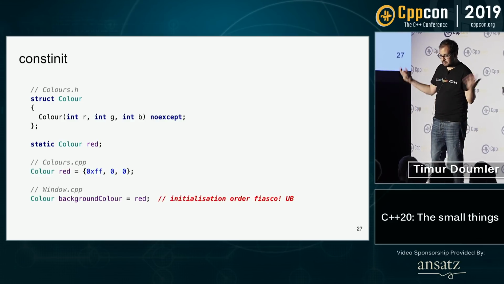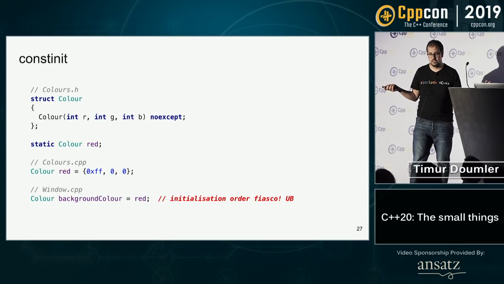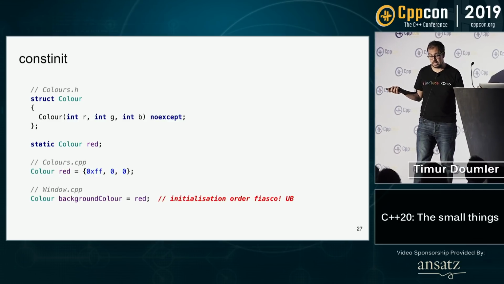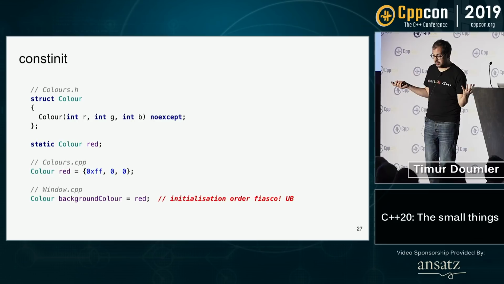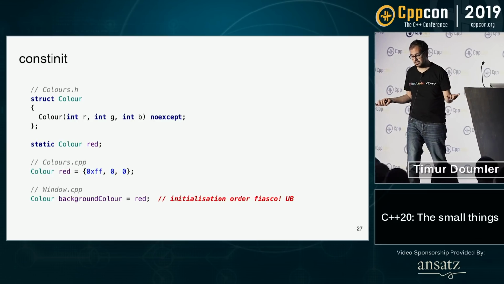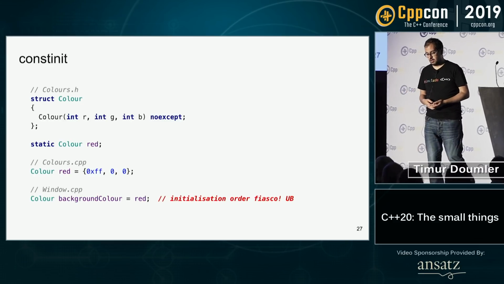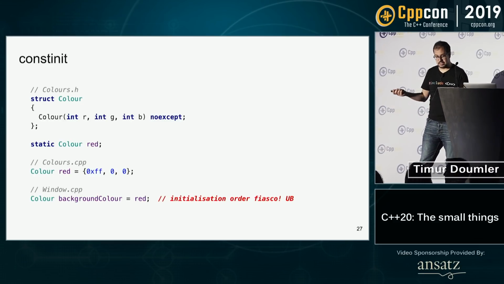So if you do this, you have the initialization order fiasco, right? So it's undefined in which order static objects are initialized. So you might try to initialize the background color with the red, which hasn't been initialized yet. So your program is going to crash, okay? How do we fix this in C++17 and before?